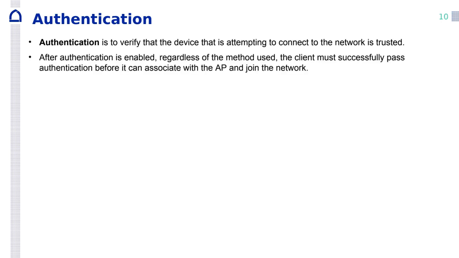Okay. So the authentication is a method to verify that the device that is attempting to connect to the network is legitimate and is trusted. Okay. After the authentication is enabled, regardless of the method used, the client must successfully pass authentication before it can associate with the access point.